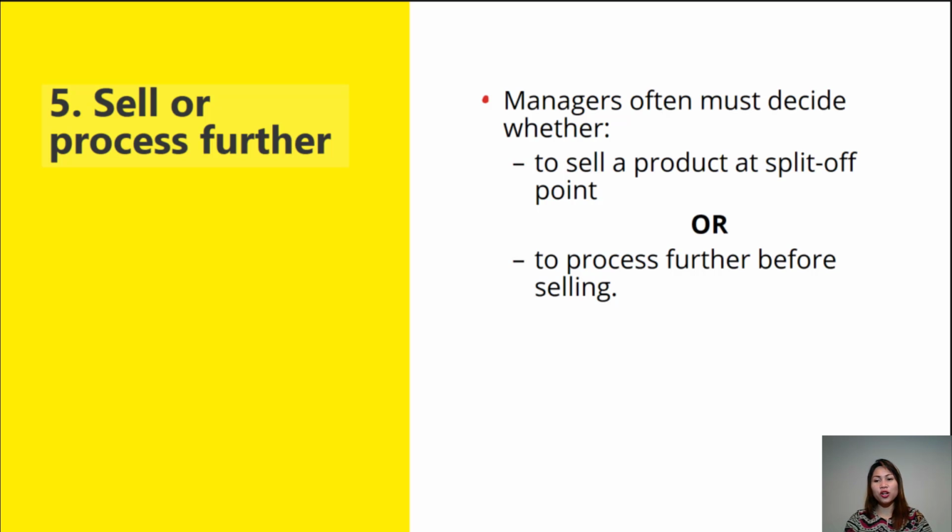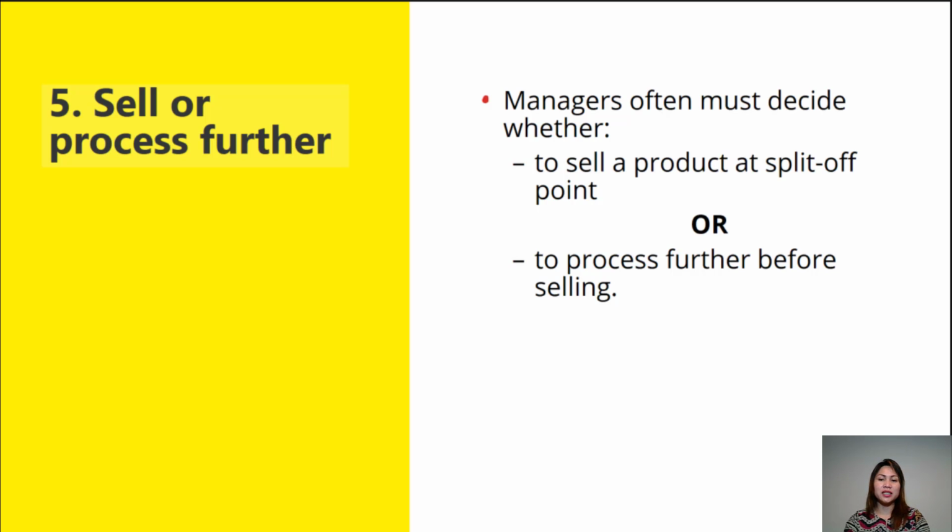Joint costs are all of the costs incurred to jointly produce a group of goods. These costs are common to all of the joint products and are incurred prior to the split-off point. The split-off point is the point at which you can identify individual products.